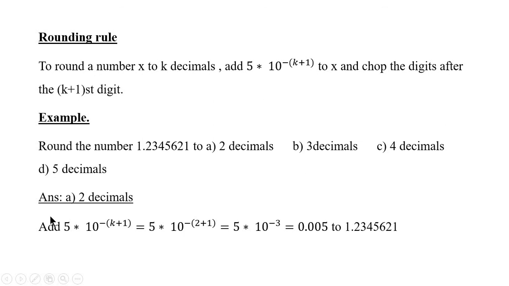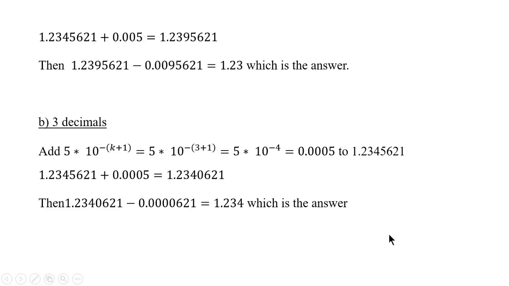So this is some example. I am going to round this number to 2 decimals, 3 decimals, 4 decimals and 5 decimals. To 2 decimals, that means k is 2. So add the number 5 into 10 raised to minus 2 plus 1, that is 5 into 10 raised to minus 3 to our original number. So 5 into 10 raised to minus 3 is this. I am going to add this to our original number. Okay, after adding I got this.